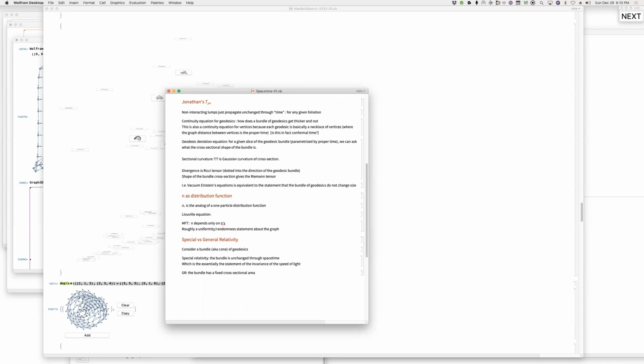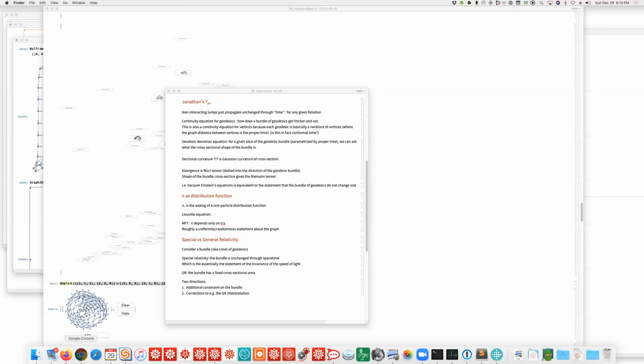So I think in the Chapman-Enskog case, it would be the constraint. Okay, two directions: one, an additional constraint on the bundle, or two, corrections to, e.g., the GR interpretation. Well, actually, no, sorry, it would be both. Both are possible. Well, the second one certainly will happen if dimension changes. Yes. But the Burnett equations, you can think of them as a superset of the Navier-Stokes equations. You can simulate the Navier-Stokes equations with them, but you can also correct them.